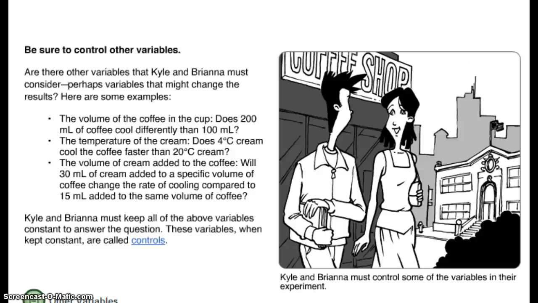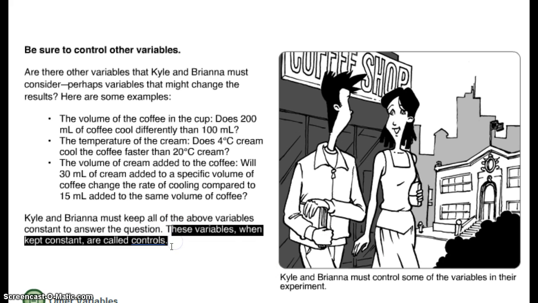Here are some examples. The volume of the coffee in the cup. Does 200 milliliters of coffee cool differently than 100 milliliters of coffee? The temperature of the cream. Does 4 degrees Celsius cream cool the coffee faster than 20 degrees Celsius cream? The volume of cream added to the coffee. Will 30 milliliters of cream added to a specific volume of coffee change the rate of cooling compared to 15 mils added to the same volume of coffee? So all those things are what you have to think of, and those are our controls. So these variables, when kept constant, are controls.